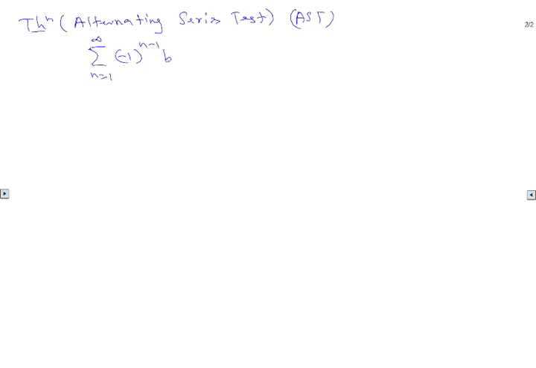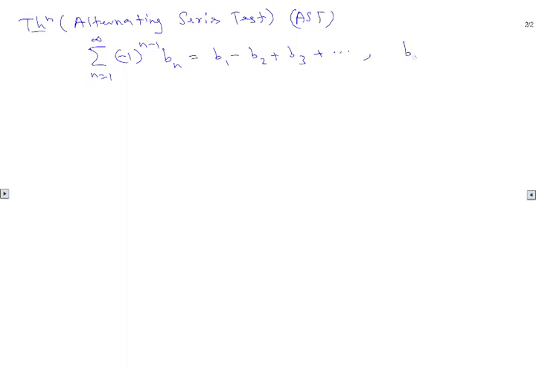So it's a theorem. This is what we call the alternating series test, or AST in short. So what it says is that we have a series, the sum from n going from 1 to infinity of negative 1 to the n minus 1, times bn. So that's your series. This is simply b1 minus b2 plus b3, like that.